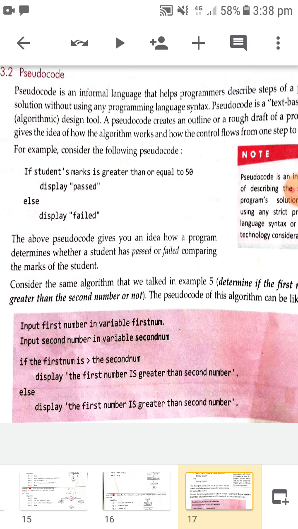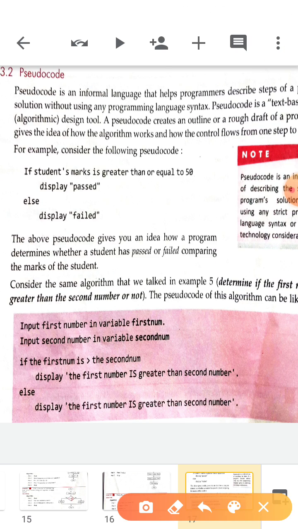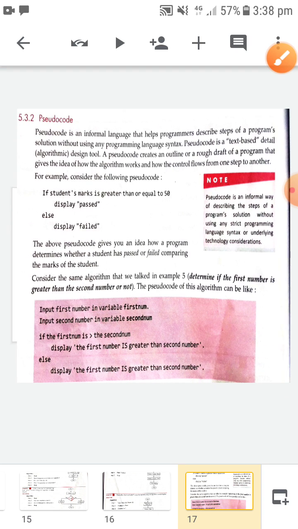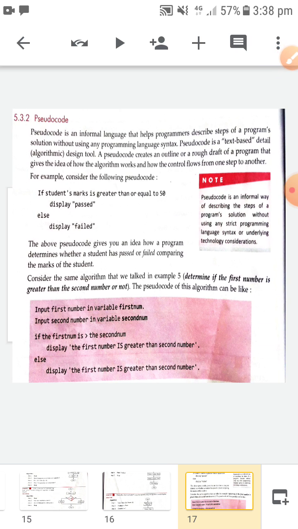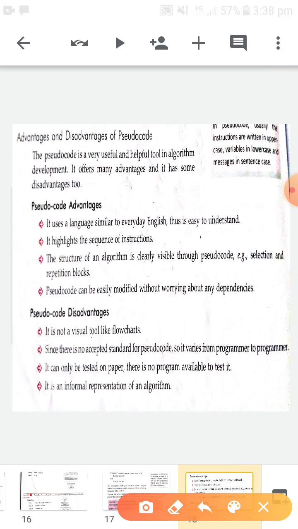For example, see, simple language is used in this. Okay, so if student marks is greater than or equal to 50, if this particular condition is true, display passed, else display failed. So see, very simple language with the help of which we can simply find a solution of any problem. So let's discuss what are the advantages and disadvantages of pseudocode. Pseudocode is a very useful and helpful tool in algorithm development. It offers many advantages and it has some disadvantages too.